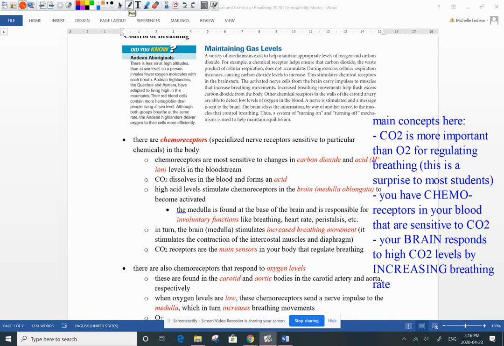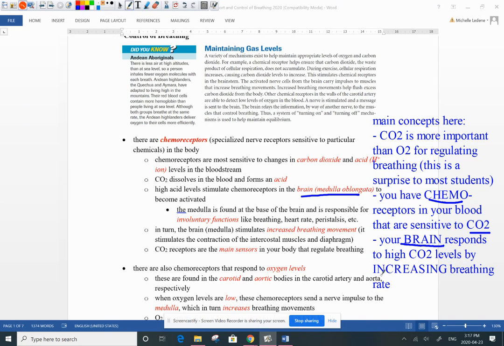So if your CO2 levels get too high in your body, you have special sensors called chemoreceptors. Chemo because they respond to chemicals like CO2 or too much acid, like the bicarbonate and the hydrogen ion, the acid. If you get too much CO2, these chemoreceptors send messages to your brain. And this part of the brain, called the medulla oblongata, is like, oh no, we have too much CO2. Well, we've got to get rid of it.